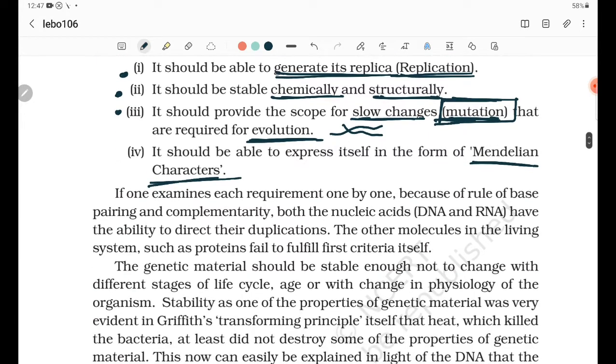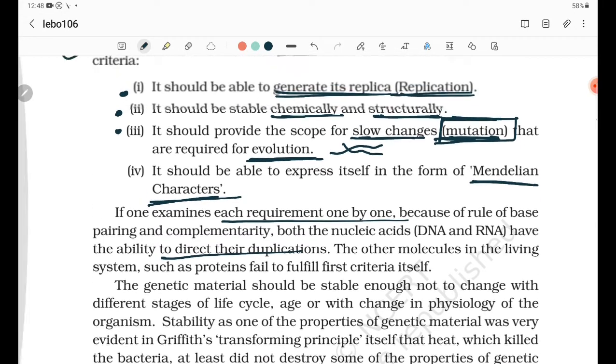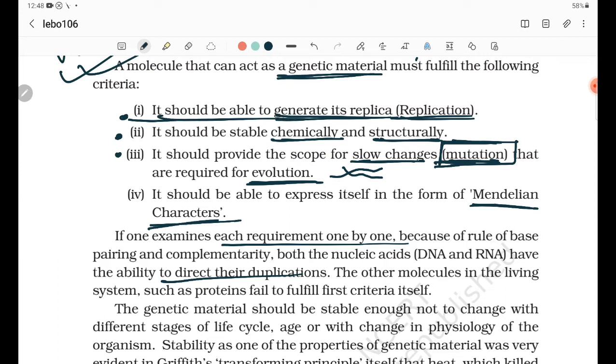Okay, now we will examine each requirement one by one for DNA and RNA. The first is that they should be able to direct their own duplication. Other molecules such as proteins do not fulfill this criterion. So the first point is applicable for both DNA and RNA. Replication DNA can do, RNA also can do, but protein cannot do it.